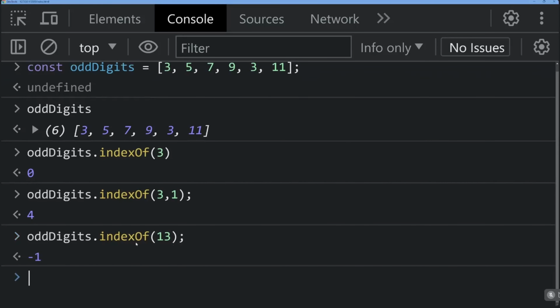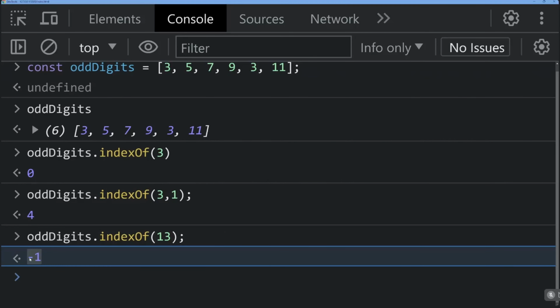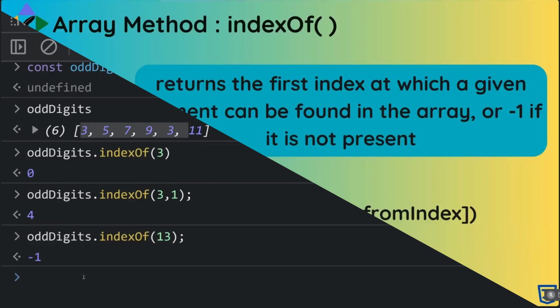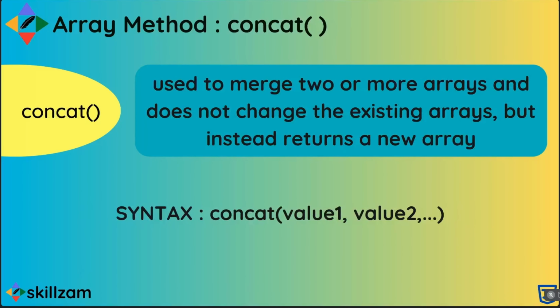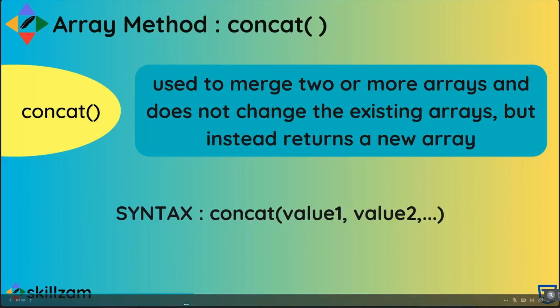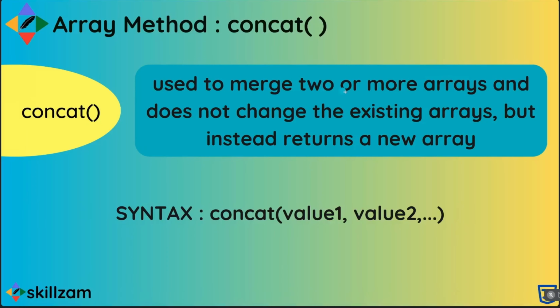So, the indexOf method will return -1 when the value or the element is not found. All right, and there is also another method we have got which is known as concatenate. As the name suggests, it is used to merge two or more arrays, and it doesn't change the existing array, but instead returns a new array.